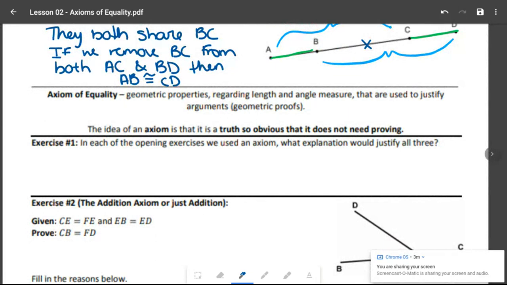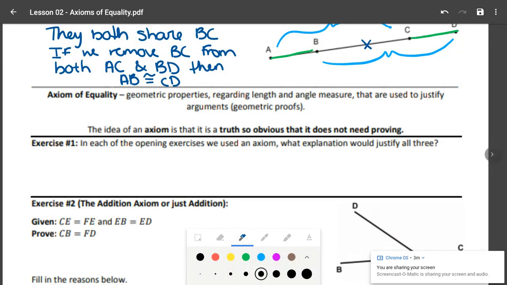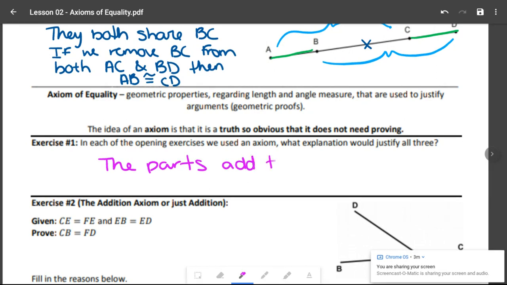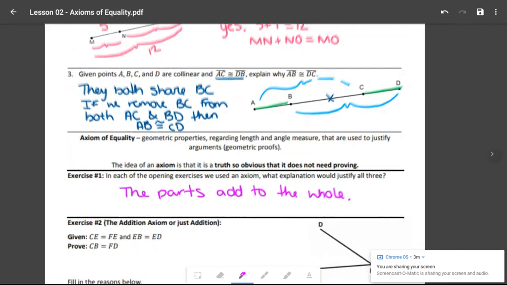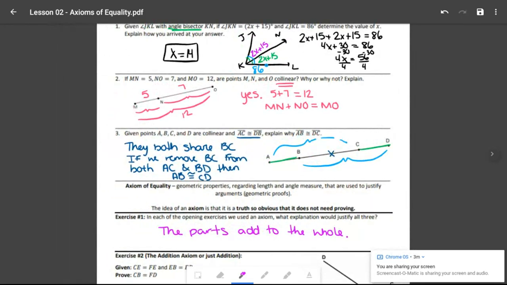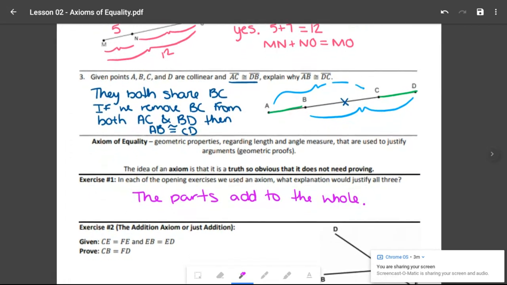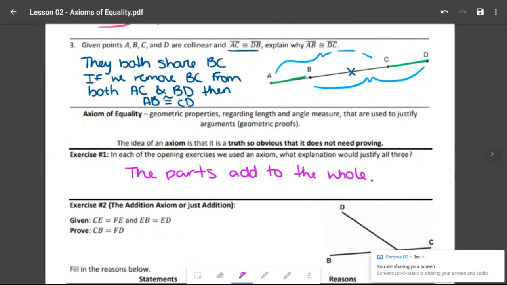Each of these opening exercises use one of these axioms. We're going to talk about it. The axiom that we learned about so far is that the parts add up to the whole. Okay, so each individual piece, like if we look back here, the two smaller angles added up to the whole thing, 86. The two smaller segments added up to the whole segment, MO, and same thing even in C.